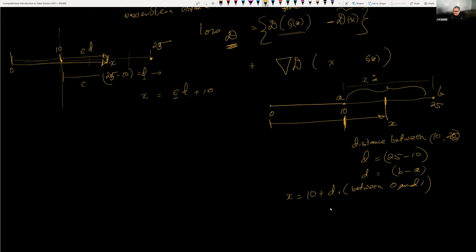So take any number between 0 and 1. Let me use alpha, not epsilon, since epsilon with the belongs-to symbol is too close visually. Alpha belongs to the interval 0 to 1. It can be anywhere between 0 and 1. Right, so X is equal to 10 plus alpha times D.